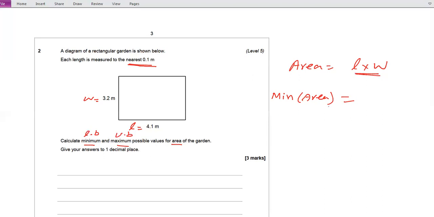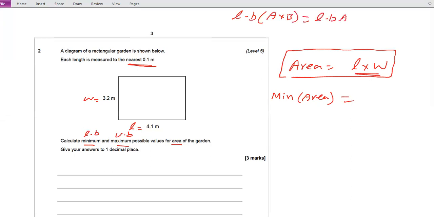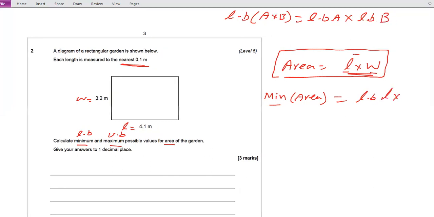Now for the minimum value of area, as we know, this is the formula of the area of a rectangle. Always for the area of the rectangle, the formula is length multiply width. Now, if you have to find the minimum value of area, you will use this formula. The lower bound of A multiply B is the lower bound of A multiply the lower bound of B. So right now, minimum means lower bound. So I need the lower bound of this and the lower bound of this. It will be lower bound of L multiply the lower bound of W.